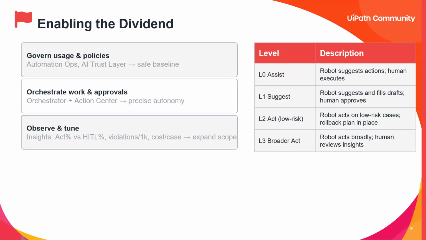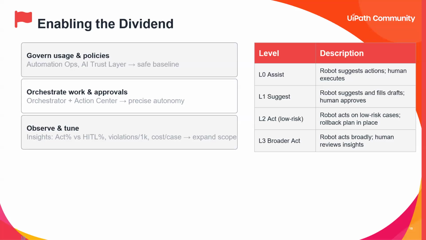Now, how to unlock these dividends or how to achieve these dividends? So we need to enable them by managing the progression of our agents. First, govern usage and policies. This is our starting point where we set safe parameters with, for example, UiPath automation ops or a trust layer. And we orchestrate work and approvals where we strategically use Orchestrator and Action Center for human in the loop activities, which allows precise autonomy where the agent handles most of the task, but humans will review only the critical points.